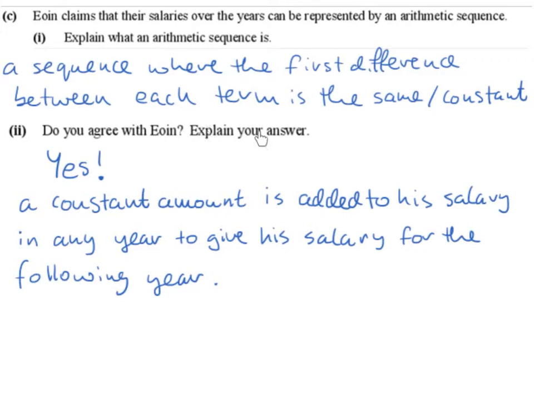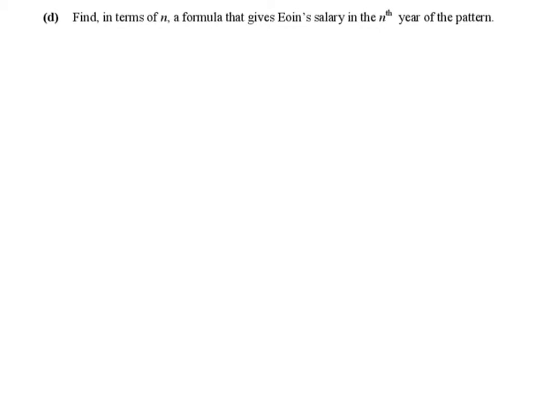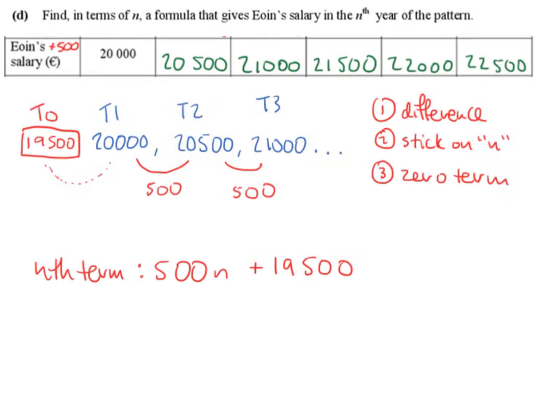Do I agree with Owen? And explain my answer. Yes, I agree that this is an arithmetic sequence because a constant amount, the same amount, is added to his salary in any year to give his salary for the following year. So the same amount is added each year, a constant amount. So yes, this is an arithmetic sequence. Part D. Find in terms of n a formula that gives Owen's salary in the nth year of the pattern.